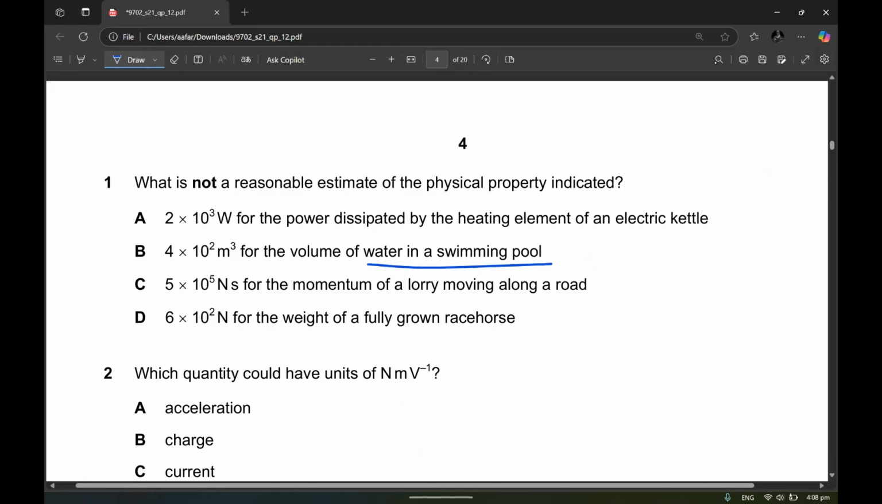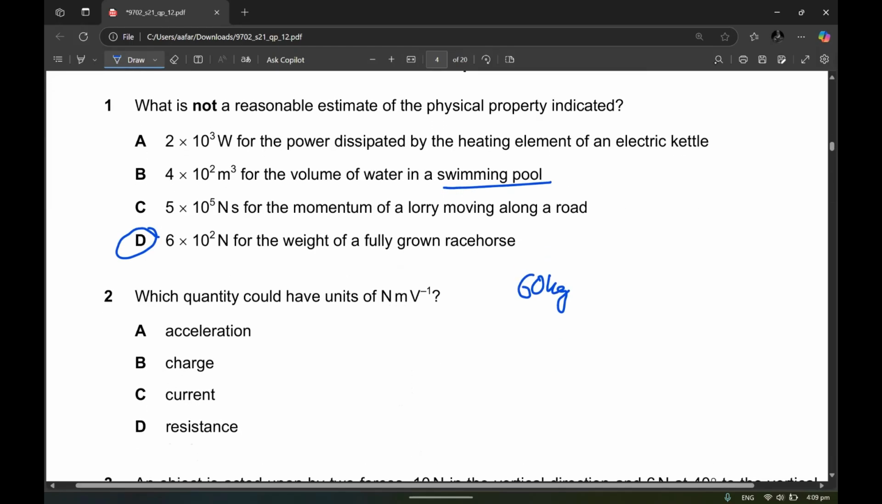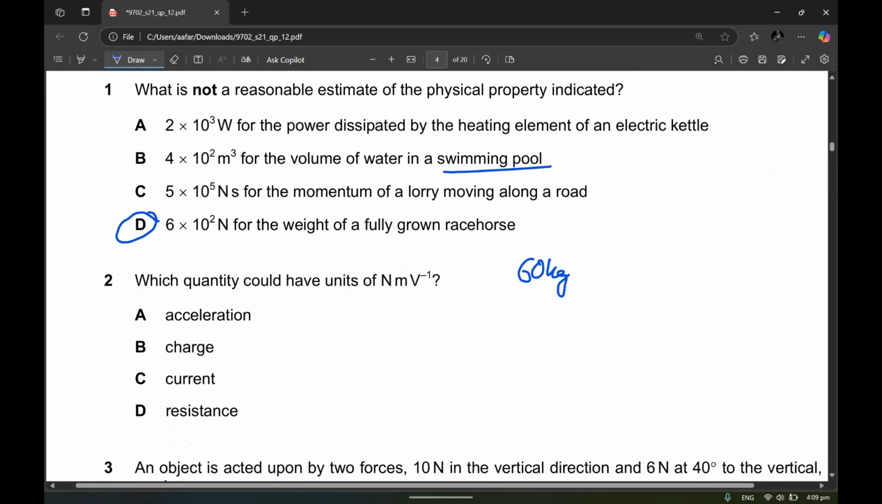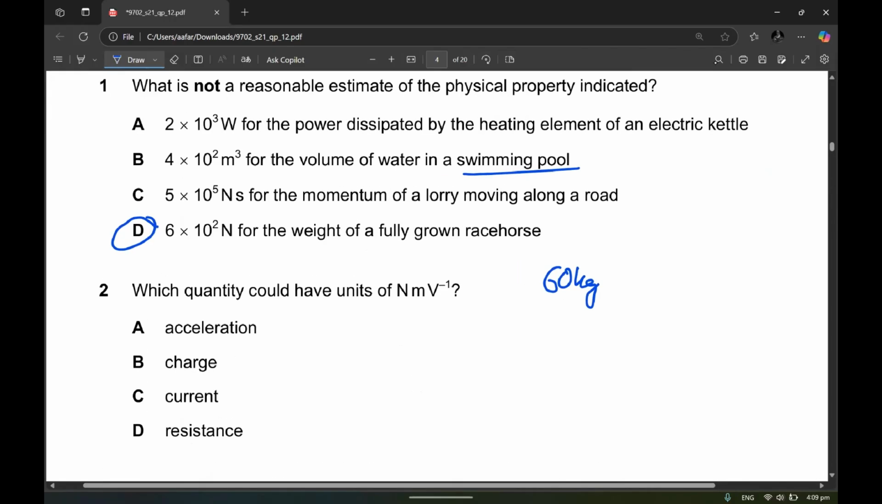600 Newton for the weight of a fully grown racehorse. 600 Newton means around 60 kg. Okay, this is even more weird. Normal persons weigh 60 kg, and horses weigh way more than 60 kg. So I think it's T. It's a very big swimming pool to have 400 meter cube of water. But it's T.